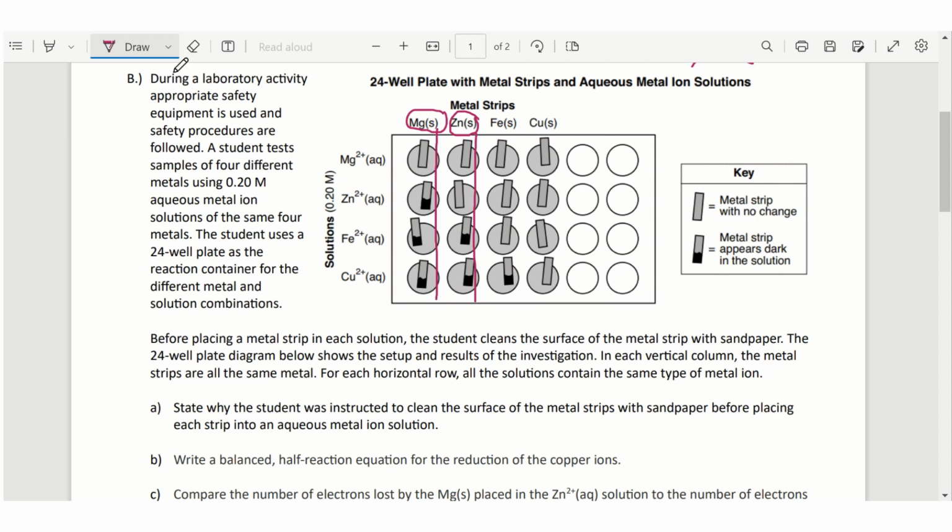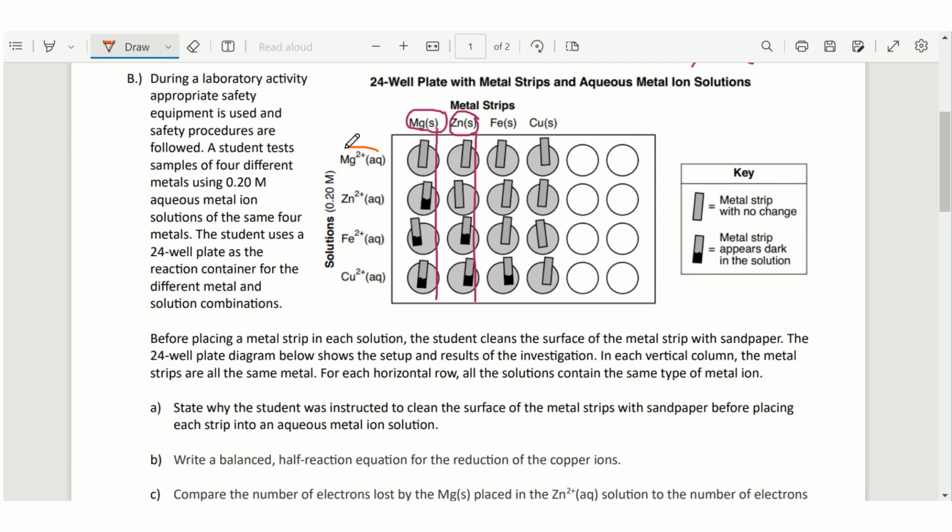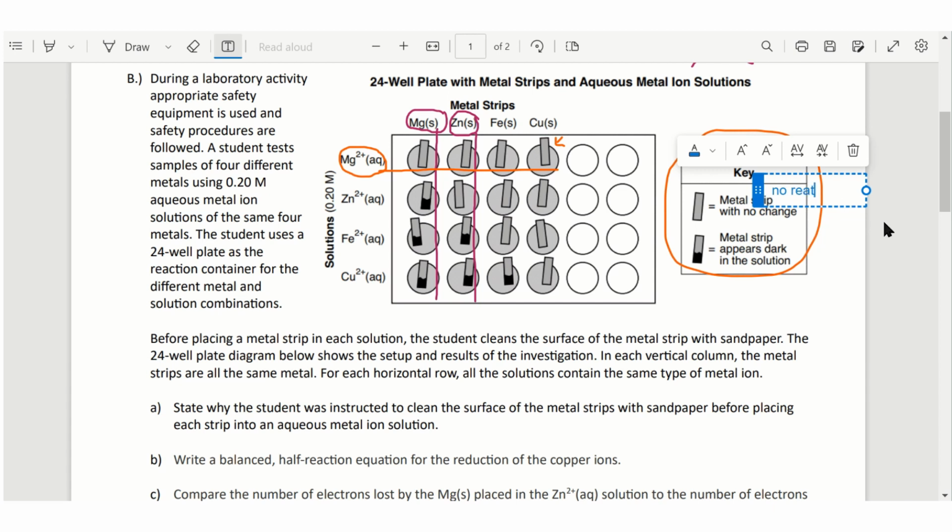Okay. And then likewise, when we are looking at the rows going across, magnesium is in the aqueous solution for all of these going across, right? And so on. It's important that we stop for a moment and look at the key. Like if they give you a diagram, you got to make sure you understand it, right? So this says a metal strip with no change. So do you see, here's an example right here. So when there's no change, what does that mean? That means there was no reaction.